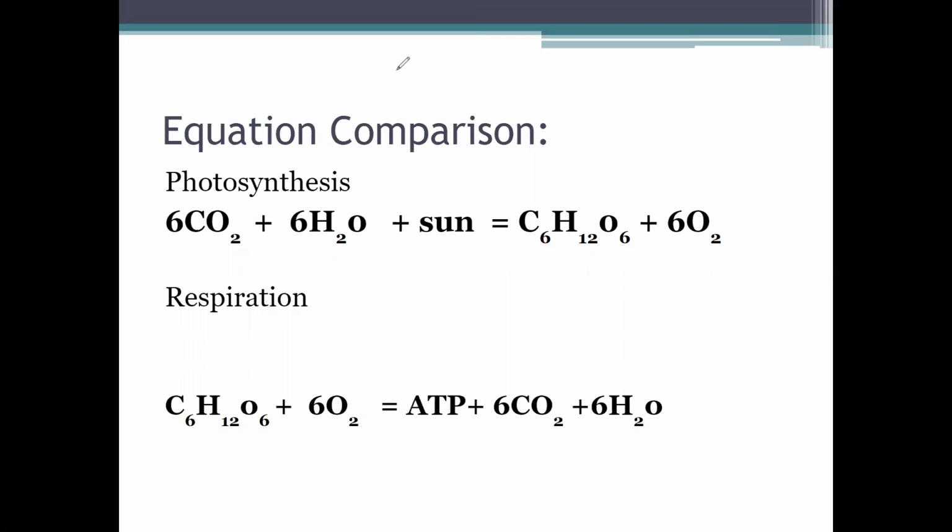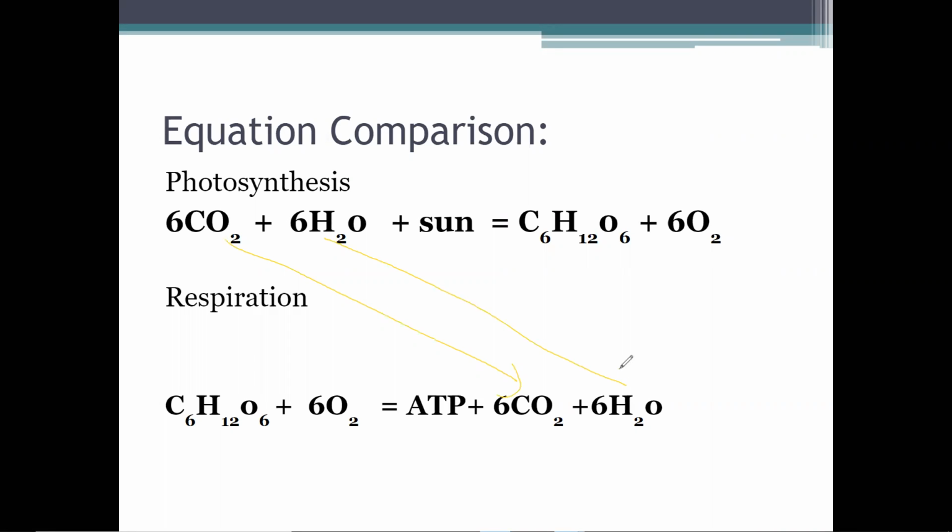One more equation comparison, just a little bit neater, just so that you have that really stuck in your brain so that you know that they are true opposites of one another. If we were to draw in our arrows showing that, okay? I just want to make sure that you know that everything's kind of going in the opposite direction.